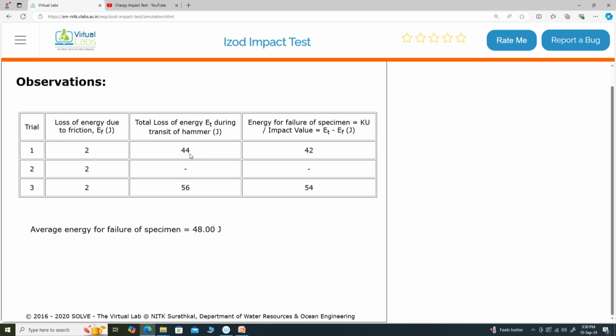For the first trial, the total energy lost was 44 joules, for the second it was indefinite, and for the third it was 56 joules. Accordingly, we have the energy for the failure of the specimen as 42, indefinite and 54 for trials 1, 2 and 3 respectively. So, the average energy of failure is the average of these two values, that is 42 plus 54 by 2, that is 48 joules. This is how we conduct the impact test.